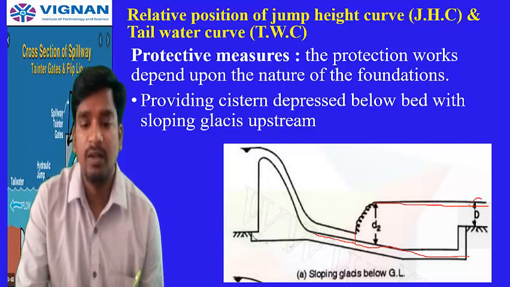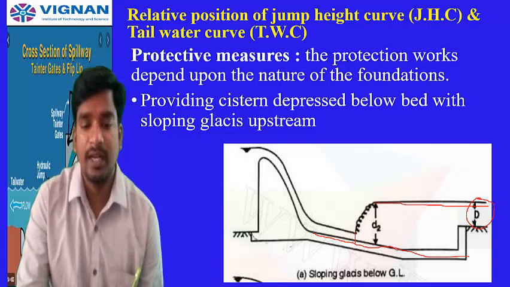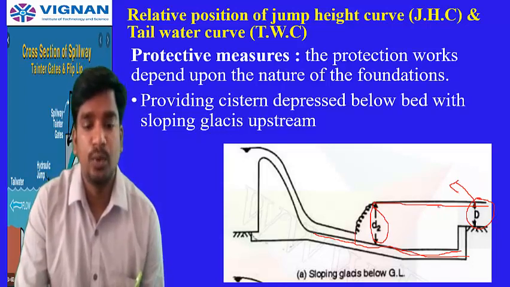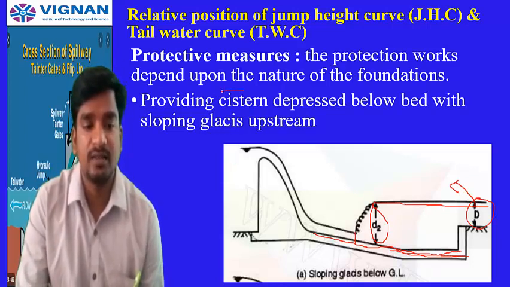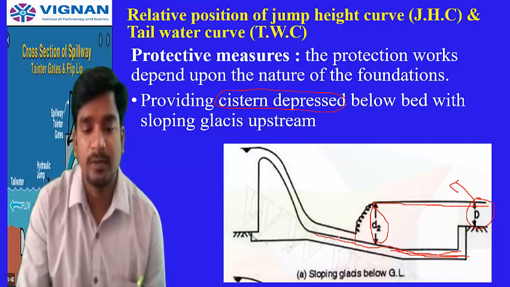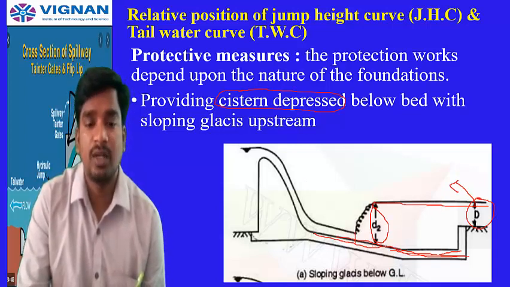Okay, so this is our required tailwater depth. That is the reason we are creating a slope, to meet this required depth D after the jump, by forming a Stilling Basin like this. So this is the controlling measure. We are providing a cistern here, depressed below the bed with a sloping like this. So this is the first means, if the jump height curve is greater than the tailwater curve. This is the first condition.